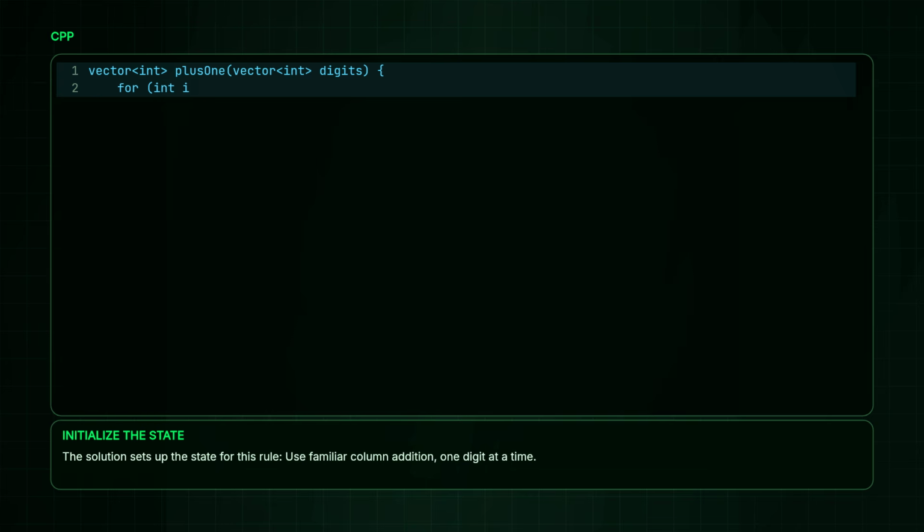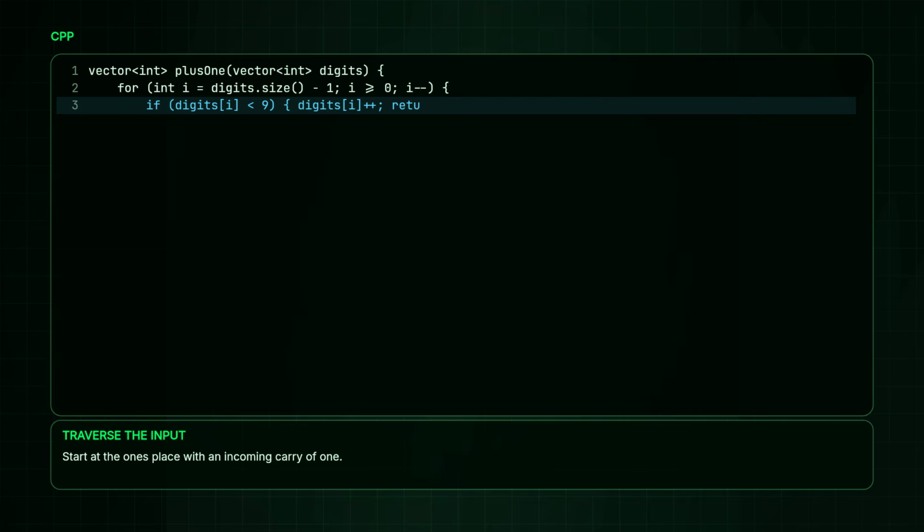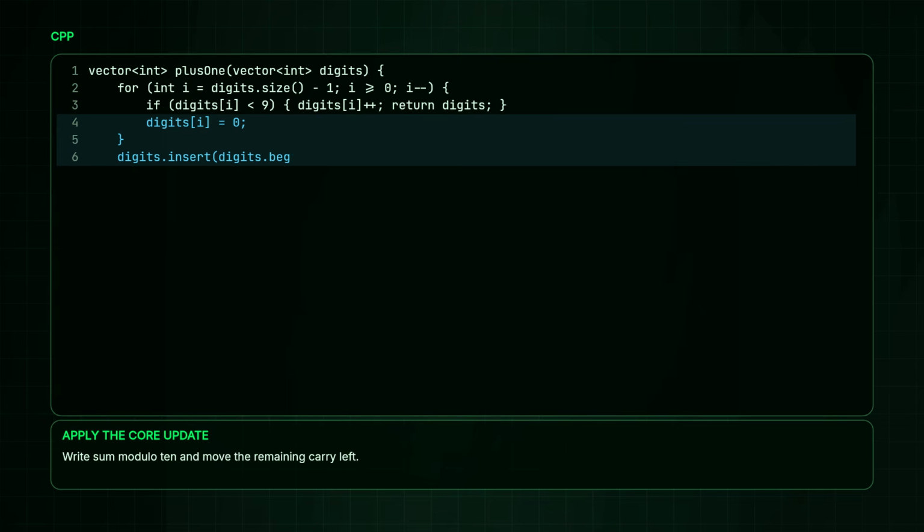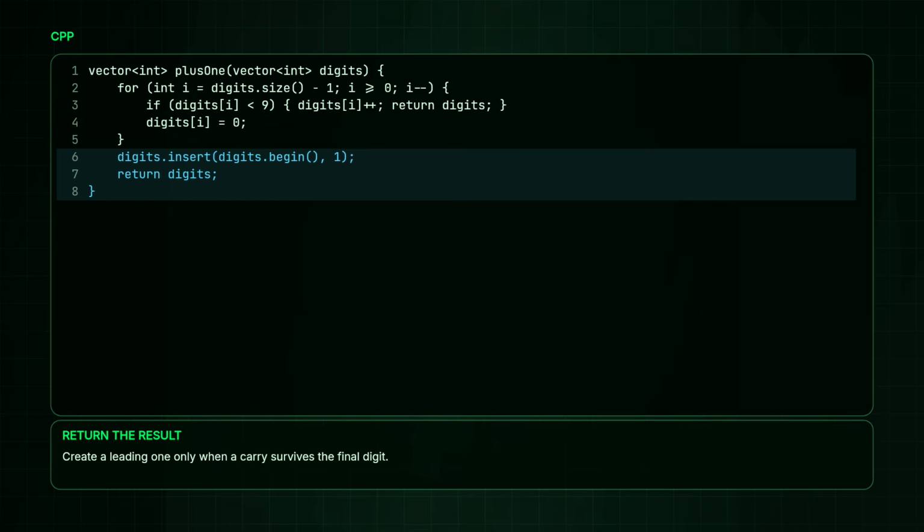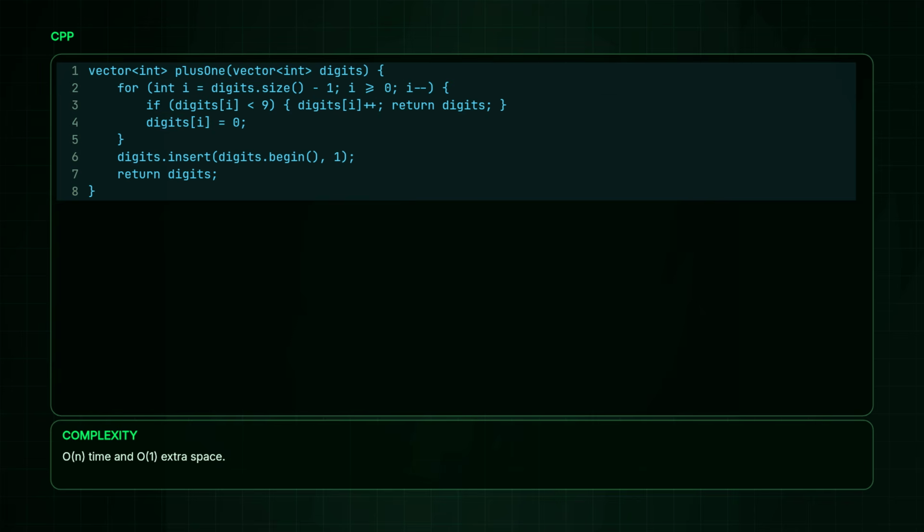The solution sets up the state for this rule. Use familiar column addition, one digit at a time. Start at the ones place with an incoming carry of 1. Write sum modulo 10 and move the remaining carry left. Create a leading one only when a carry survives the final digit. O of n time and O(1) extra space.